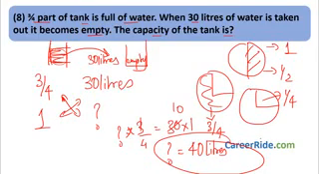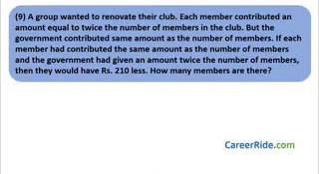Going to question number 9. A group wanted to renovate their club. Each member contributed an amount equal to twice the number of members of the club. But the government contributed the same amount as the number of members. If each member had contributed the same amount as the number of members and the government had given an amount twice the number of members, then they would have rupees 210 less. How many members are there?